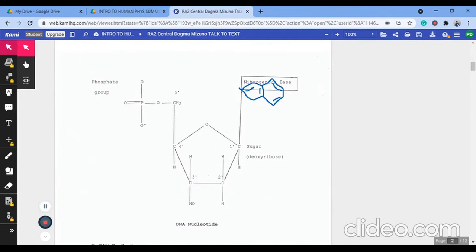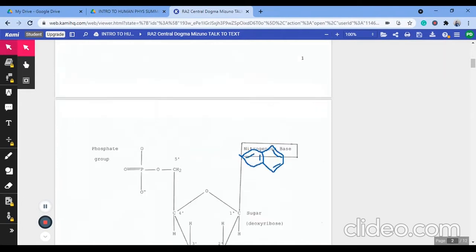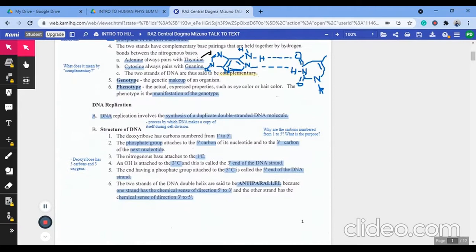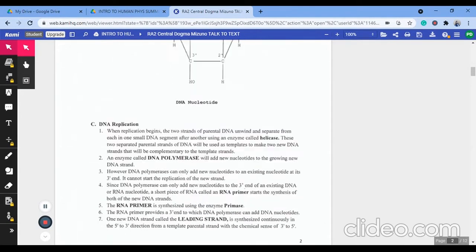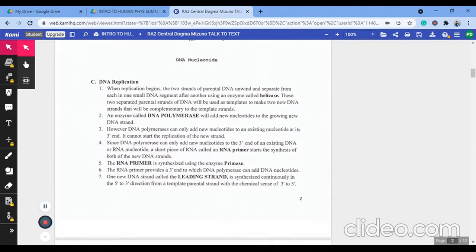Okay, so I'm assuming that the nucleotide is referring to the groups in this section, like the phosphate group is a nucleotide, the sugar deoxyribose is a nucleotide, and the nitrogenous base is a nucleotide. So yeah, got that part, and I'm gonna move on now.